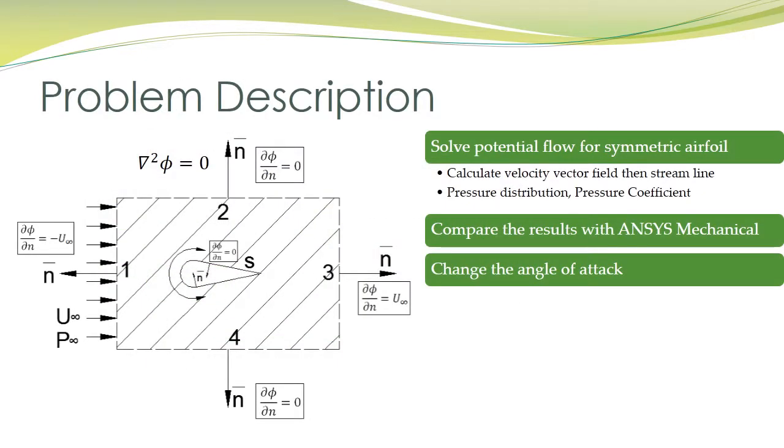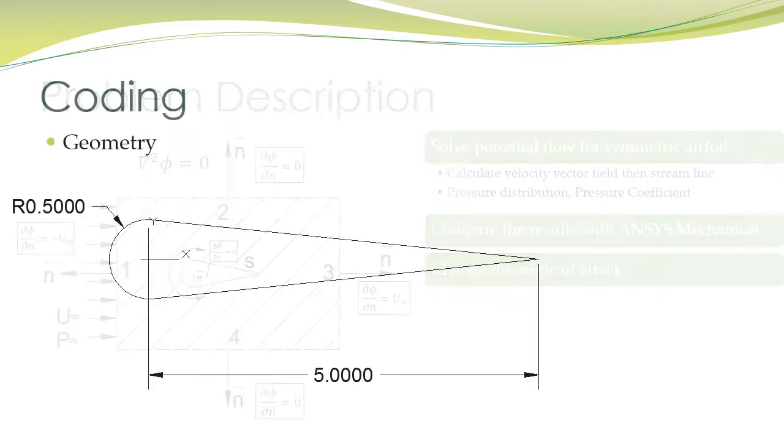This is my problem, and in the center there is an airfoil. The boundary conditions and governing equations are all in the picture, and I will solve the potential flow and compare the results with ANSYS. I will also change the angle of attack to see if there's any difference in the solution.